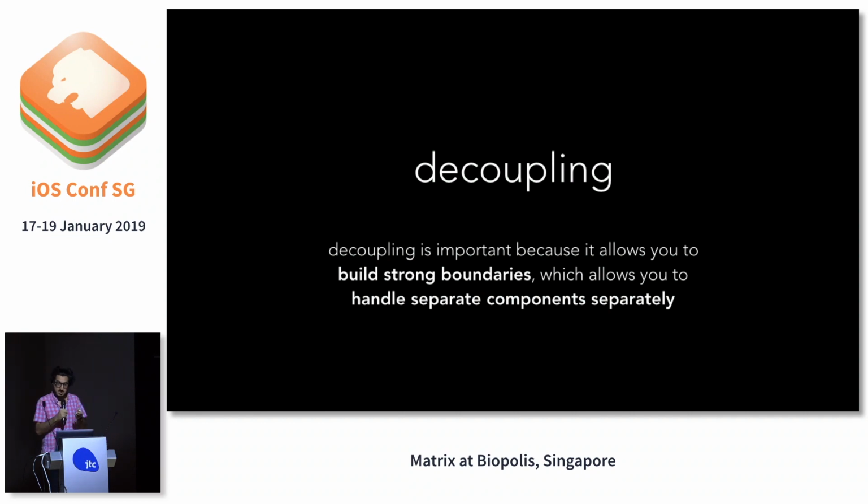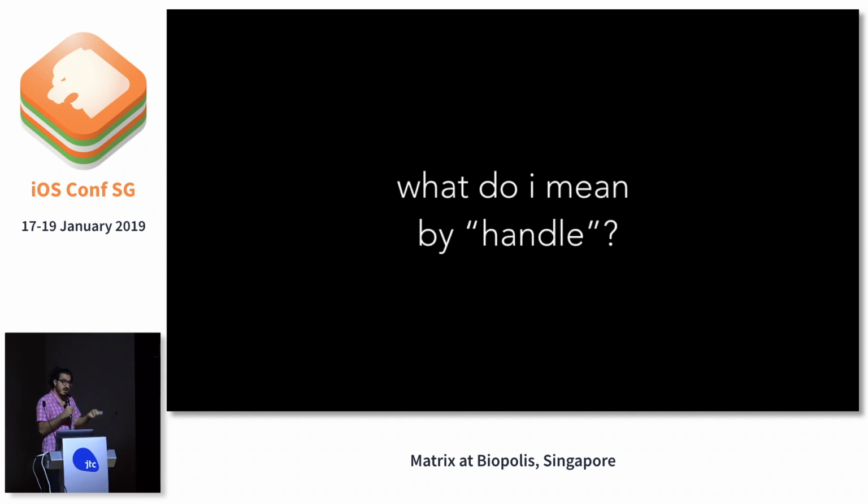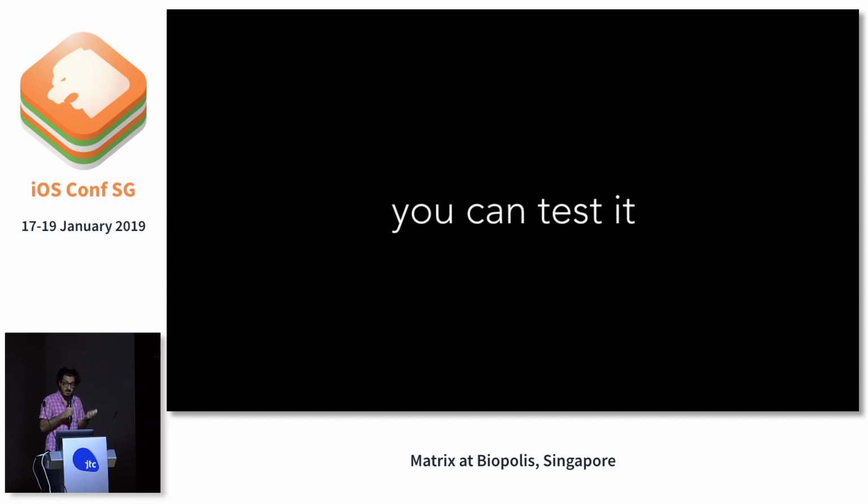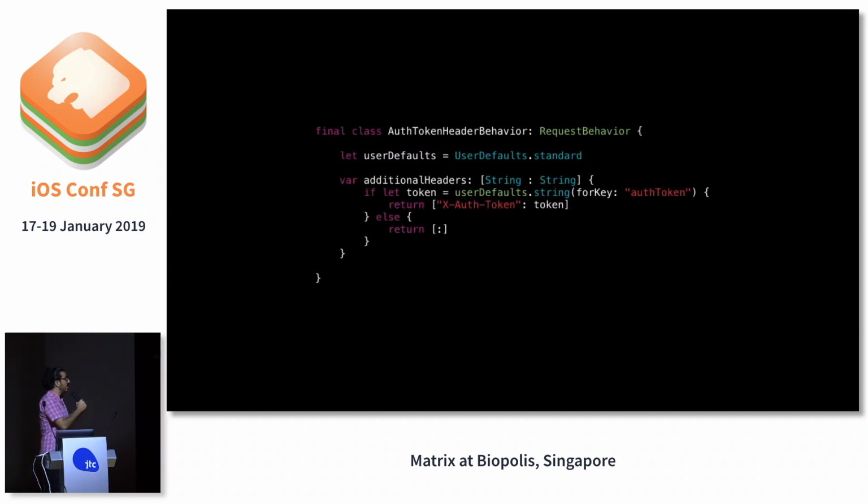So when I use this word handle, I mean a couple specific things. One, which I've already mentioned, is you want to be able to test your code. Looking at this again, there are two branches here. This is very, very testable, right? Inject a fake user defaults, write your two test cases, and you're done. So that's the first way that we can handle this code.